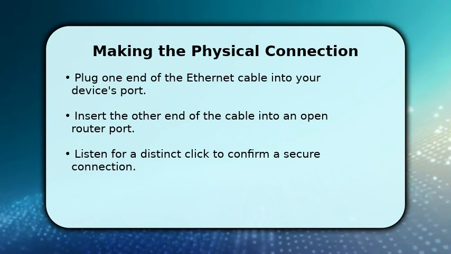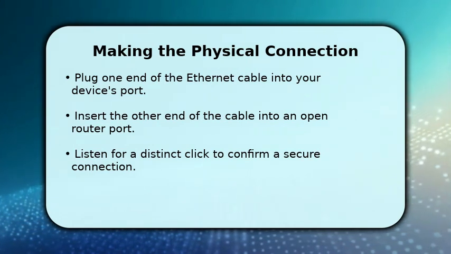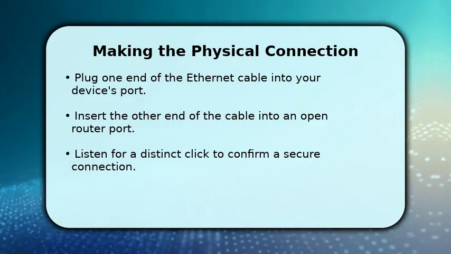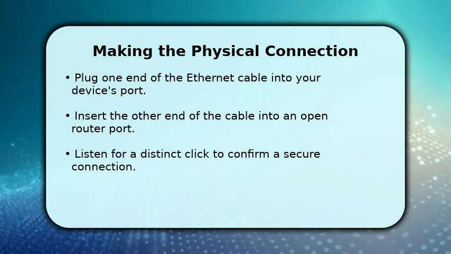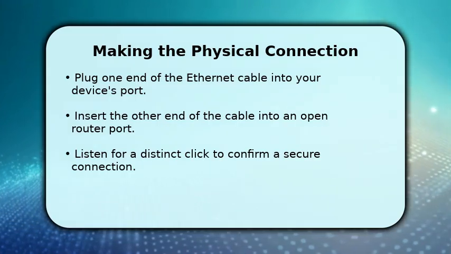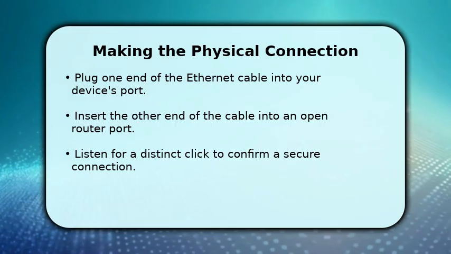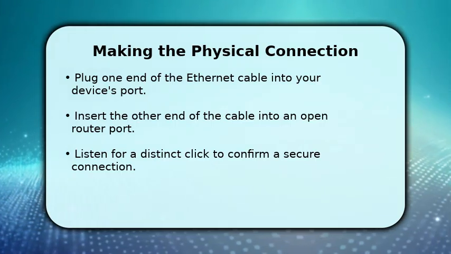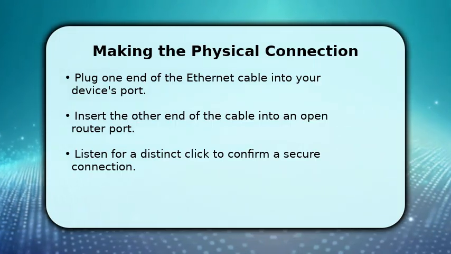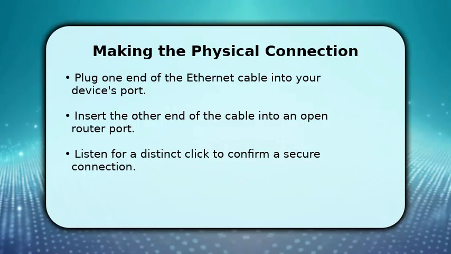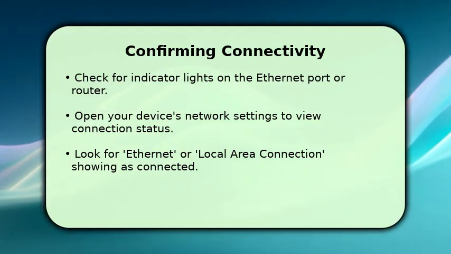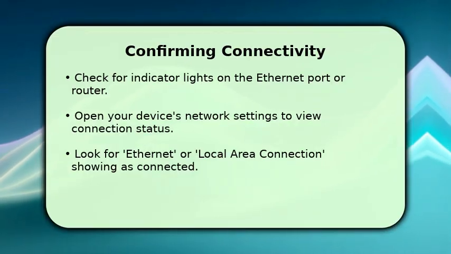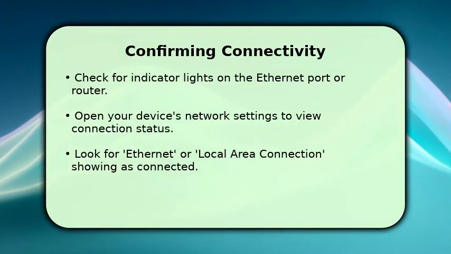Now, let's make the physical connection. Take one end of your Ethernet cable and firmly plug it into the Ethernet port on your computer or other device. Then, take the other end of the cable and insert it into an available Ethernet port on your router or modem. You should hear a small, satisfying click, which indicates the cable is securely locked into place and ready for data transfer. After connecting the cable, it's important to confirm your connection. Many Ethernet ports have small LED indicator lights that will illuminate or blink, signaling activity.